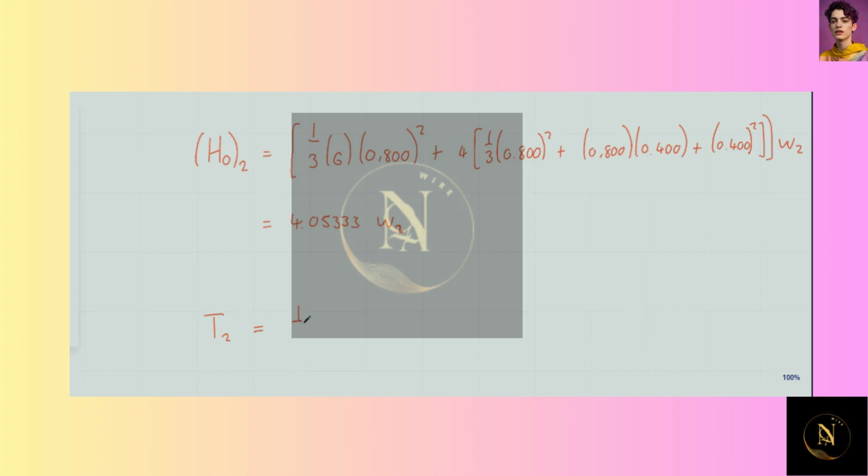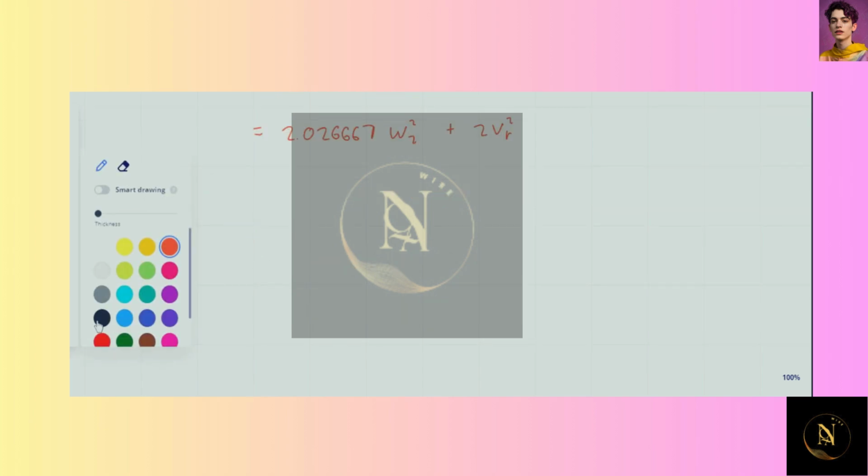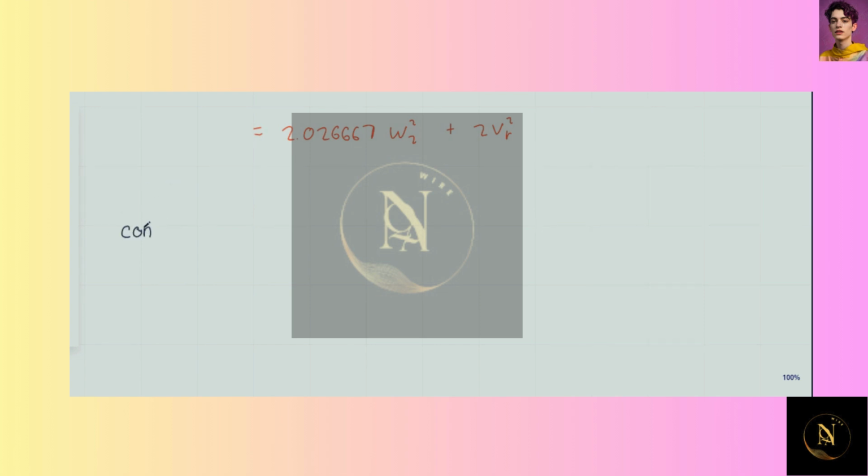The kinetic energy of state 2 is equal to 1/2 times this value, 4.05333 times omega 2, times omega 2, plus 1/2 times 4 VR squared. We don't know VR, and this simplifies to 2.026667 omega 2 squared plus 2 VR squared. And again, the potential energy V2 is equal to 0. So now we have the angular momentum for state 1 and state 2, and we have the kinetic energy for state 1 and state 2.